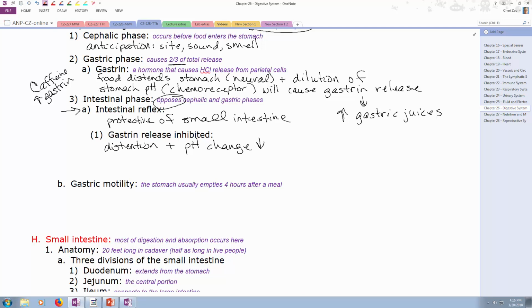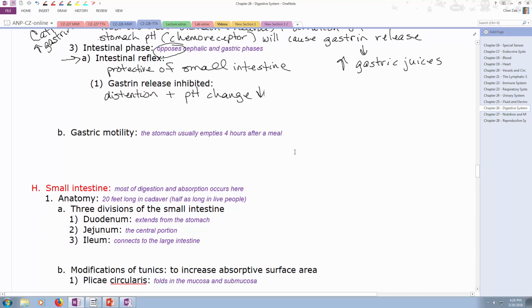because acidic chyme is entering into that area, and we don't want that acidic chyme breaking down the lining of the duodenum and creating a duodenal ulcer. And so we need to inhibit gastrin release for that. So distension, baroreceptor, pH change, chemoreceptor are all going to inhibit gastrin release. So that means we're not going to make so much stomach acid or stomach juices.